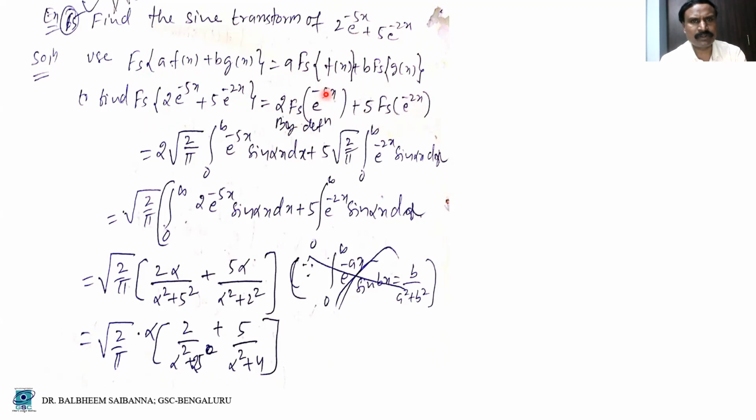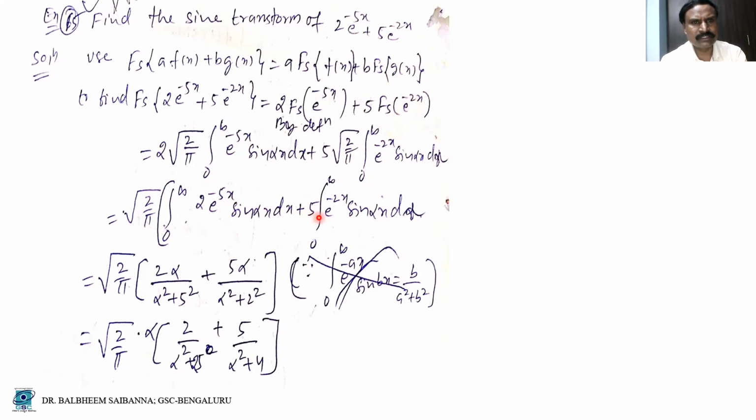Now Fs of e to the power of minus 5x, using the definition of the Fourier sine transformation, we can write 2, this constant as it is, square root of 2 by pi integral 0 to infinity e to the power of minus 5x sine alpha x dx plus 5 times square root of 2 by pi integral 0 to infinity e to the power of minus 2x sine alpha x dx. Using the Fourier sine transformation, we write it here: square root of 2 by pi as it is, this 2 you multiply inside, 2 times e to the power of minus 5x sine alpha x dx, then this integral as it is.